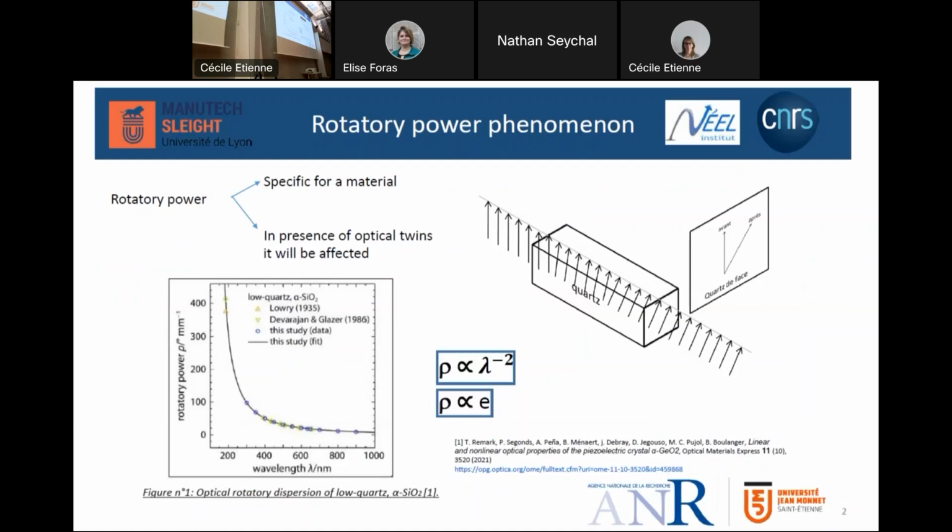So we can easily understand that it is proportional to the thickness, and it is also proportional to the inverse of the square of the wavelength. So it is specific to each material. However, because of the presence of optical twins, or Machels, this rotation, so the rotatory power, could be affected.